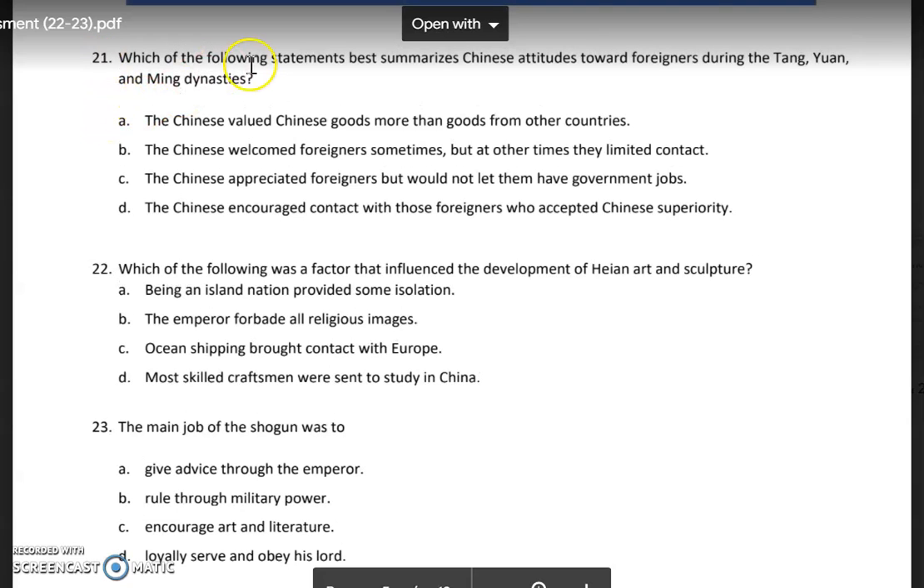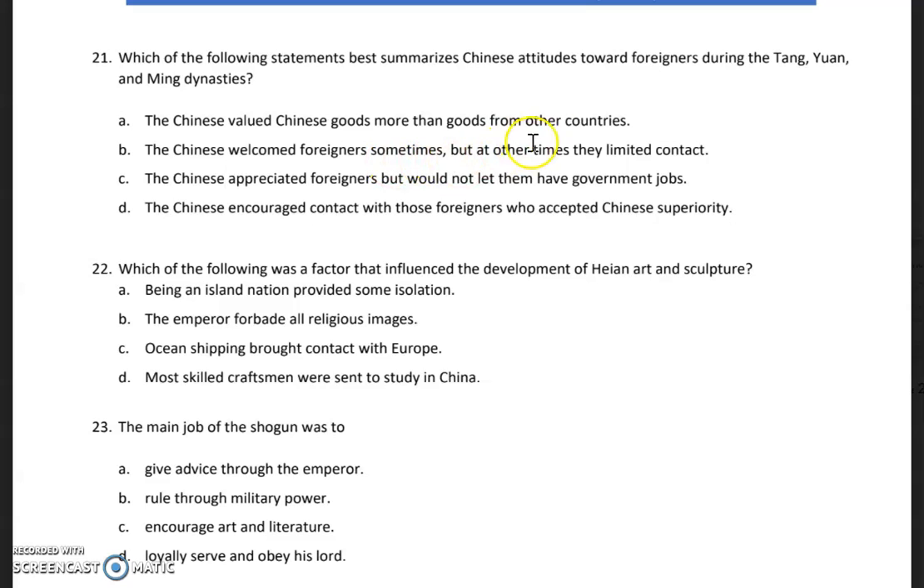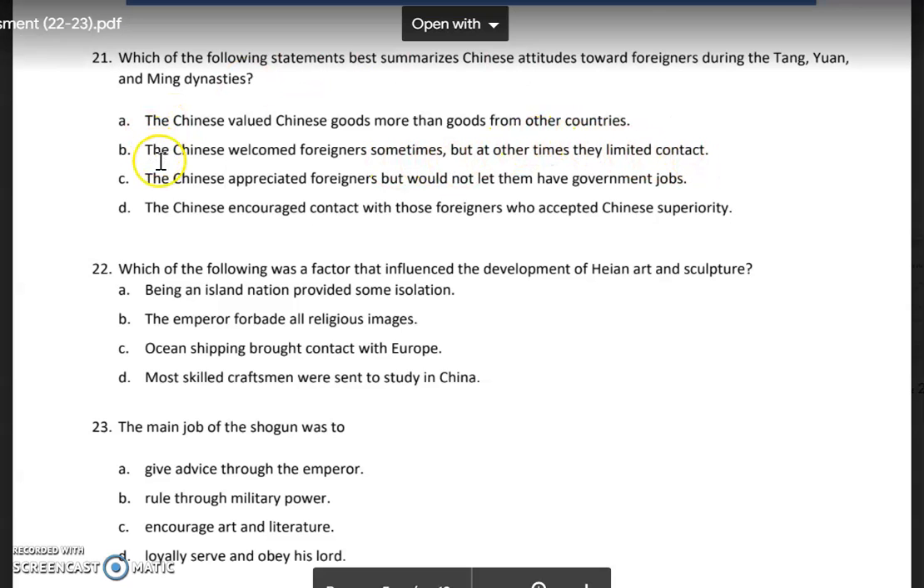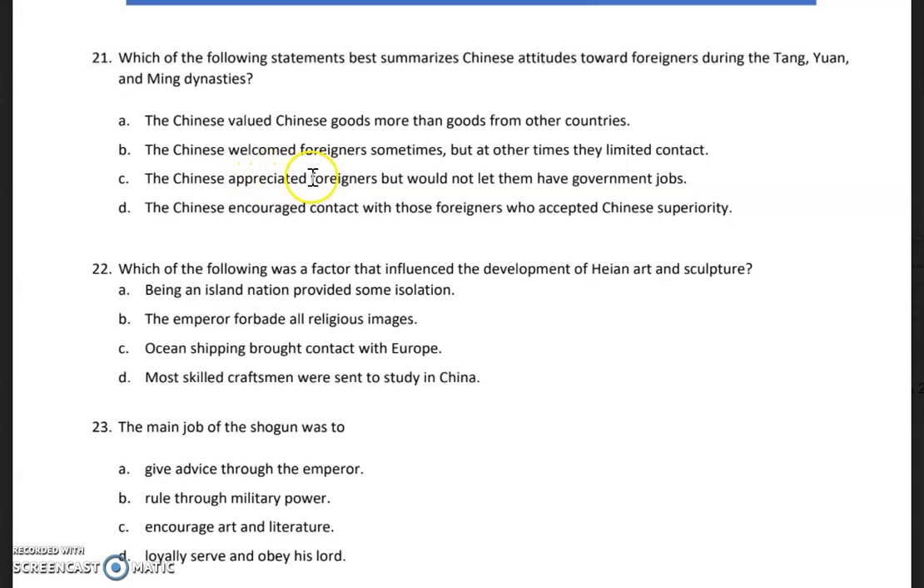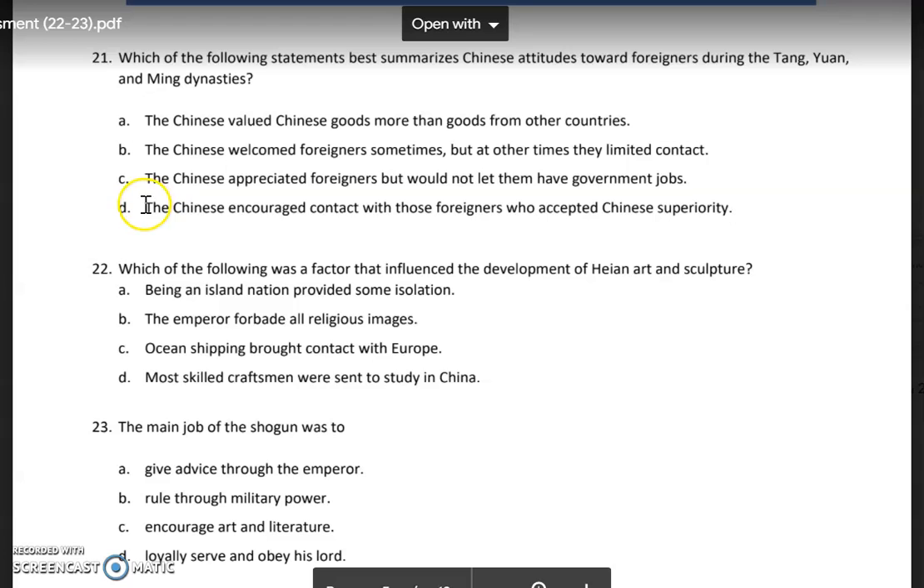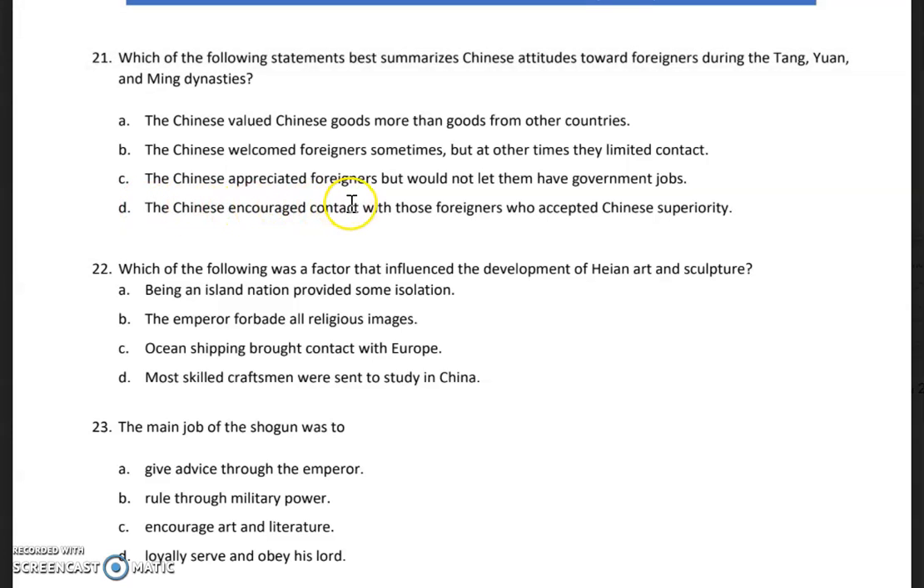21. Which of the following statements best summarizes Chinese attitudes toward foreigners during the Tang, Yuan, and Ming dynasties? A. The Chinese valued Chinese goods more than goods from other countries. B. The Chinese welcomed foreigners sometimes, but at other times they limited contact. C. The Chinese appreciated foreigners but would not let them have government jobs. D. The Chinese encouraged contact with those foreigners who accepted Chinese superiority.